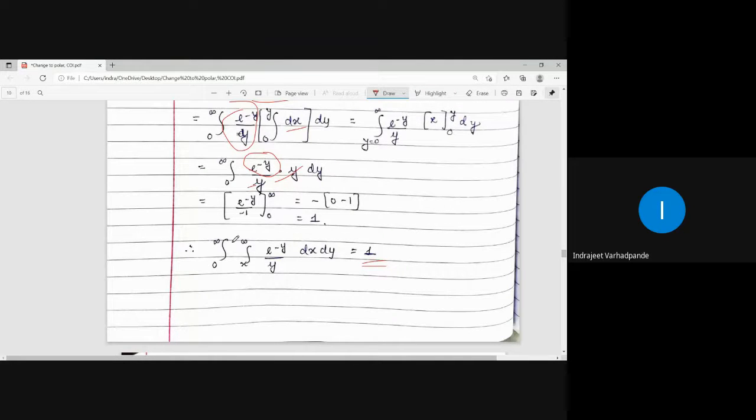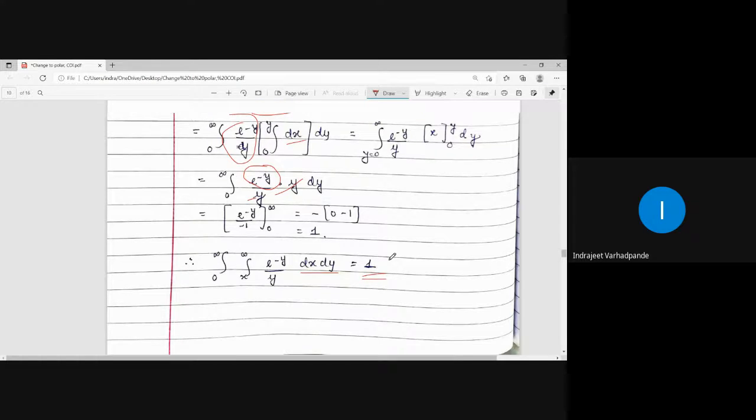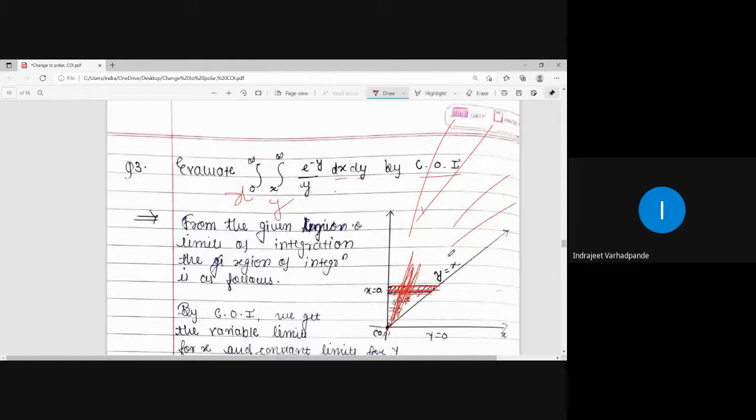So the integral from 0 to infinity, integral from x to infinity, e to the power minus y upon y dx dy is equal to 1. In the earlier case also the figure was the same, but the boundary was 0 to x. Here the boundary is x to infinity. So I have considered the upper region, because this particular region is divided symmetrically, since the equation y is equal to x is a line which passes through the origin.